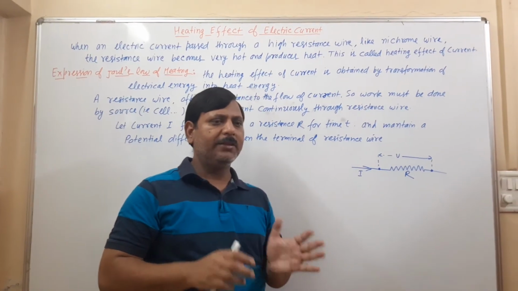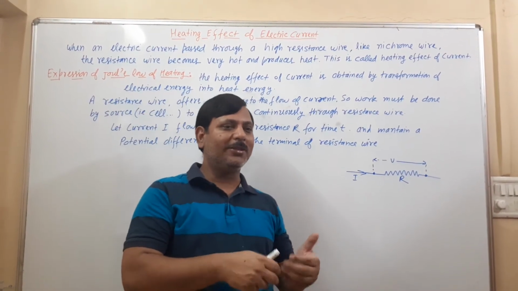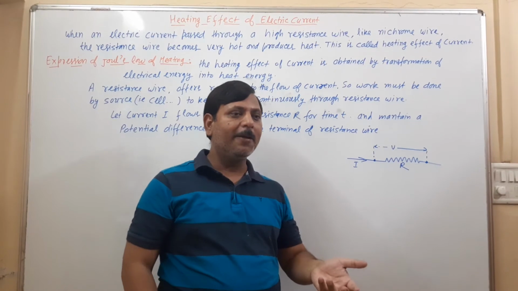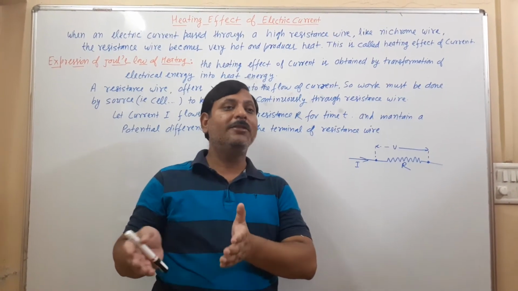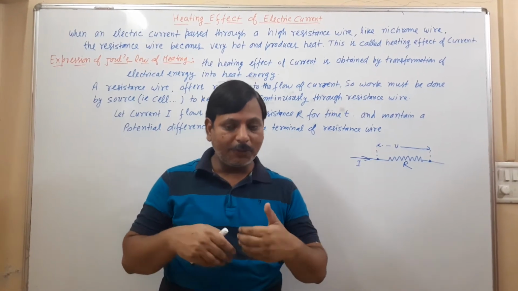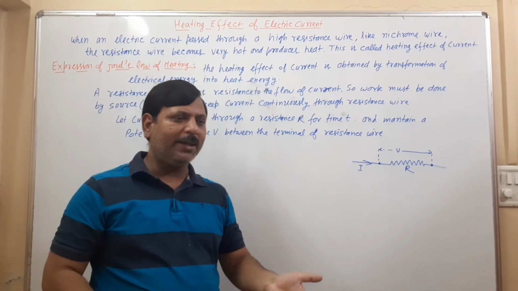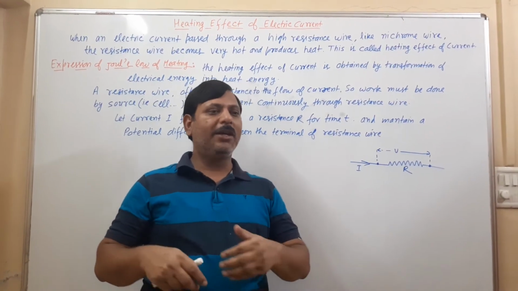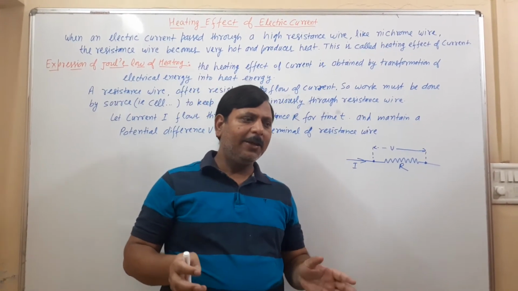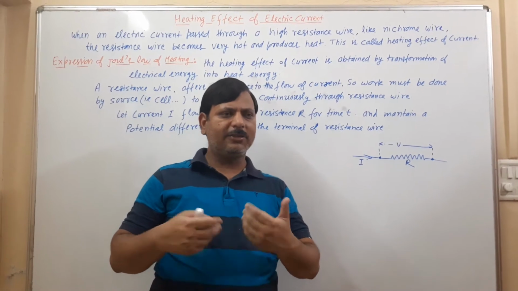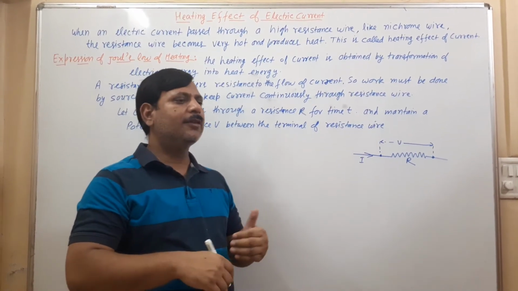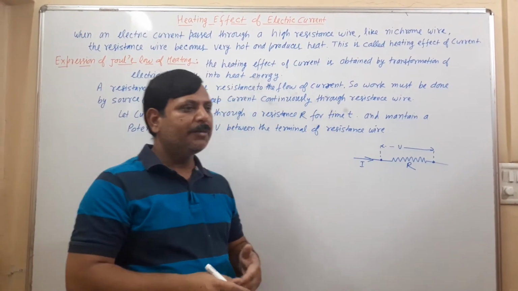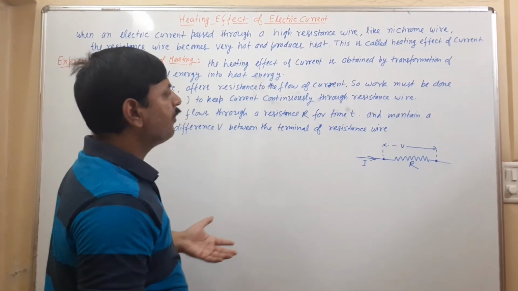do some work. When current flows, the resistive wire opposes the flow of charge, and because of that, potential difference develops, because work done per unit charge is known as potential difference. So to maintain the potential difference, the external source, whatever we have applied, a cell or a generator, has to do some electric work. That electric work is converted into the heating effect. So here we are going to find out the heating effect.